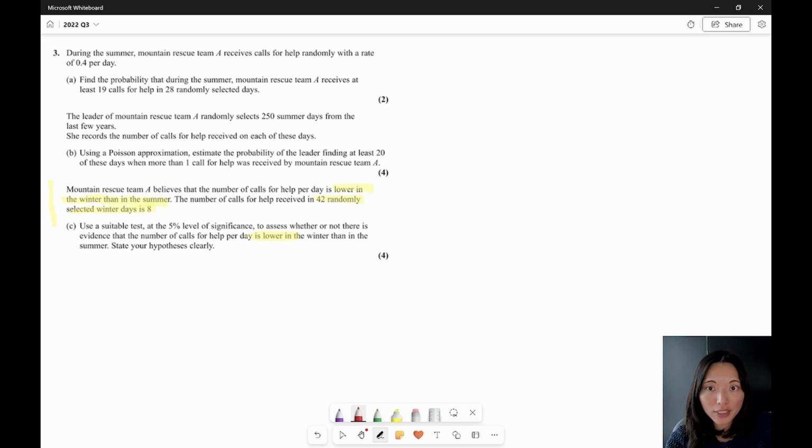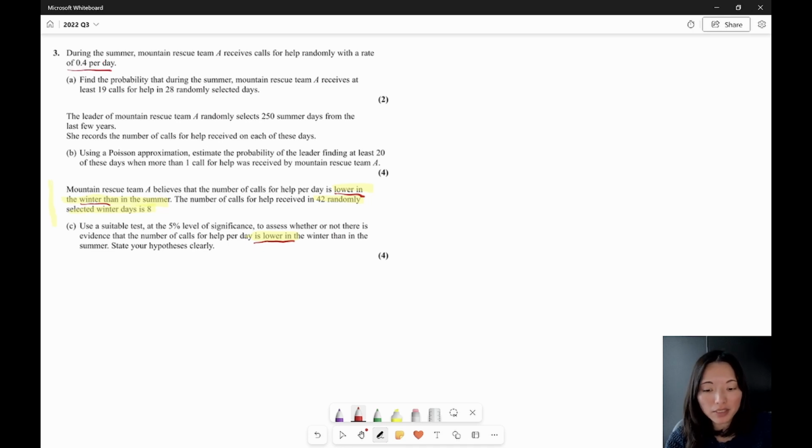Whenever we're asked to do hypothesis testing, we need to know whether we're using a one-tailed test or a two-tailed test. So the clue is in the question. It's been given to us a couple of times: lower in the winter than in the summer. So the question is asking us to test whether the number of calls for help per day is lower in the winter than in the summer. The other thing to remember is the duration. So the question has given us the number of calls, or the rate, of 0.4 per day.